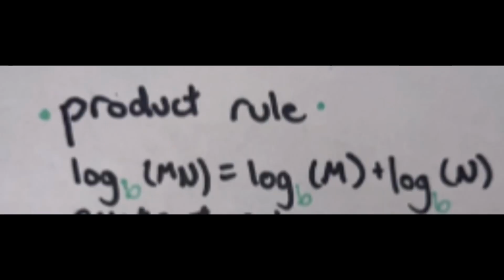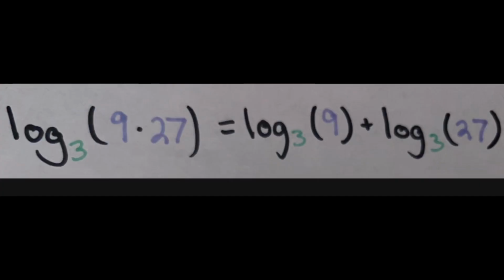Okay, the three main properties of logarithms we're going to go over in this video are the product rule, the quotient rule, and the power rule. The first one, the product rule, states that log base b of mn is equal to log base b of m plus log base b of n. So for example, log base 3 of 9 times 27 would be equal to log base 3 of 9 plus log base 3 of 27.